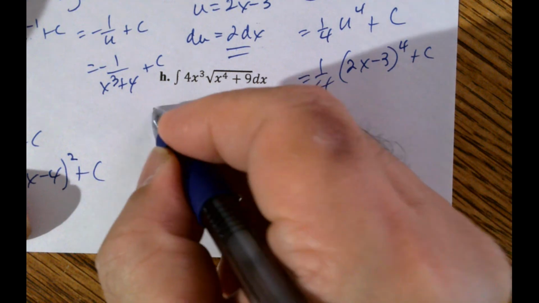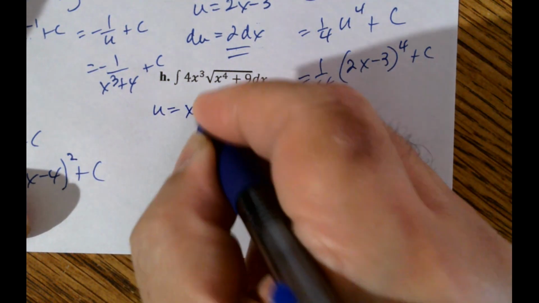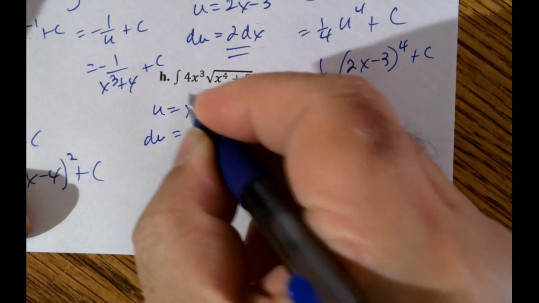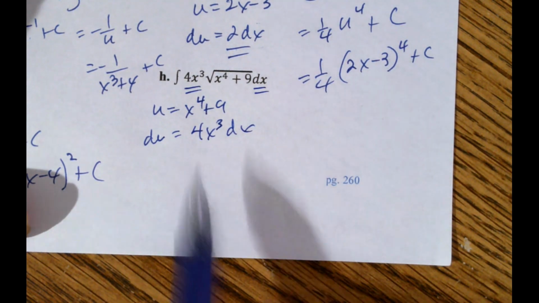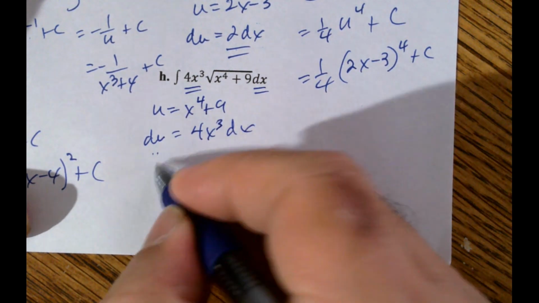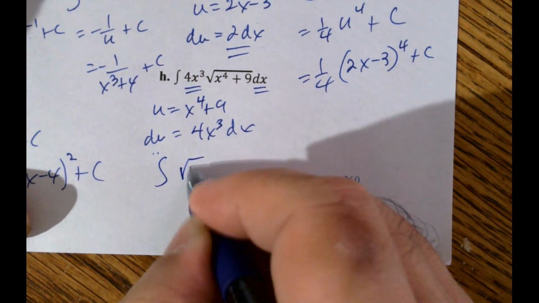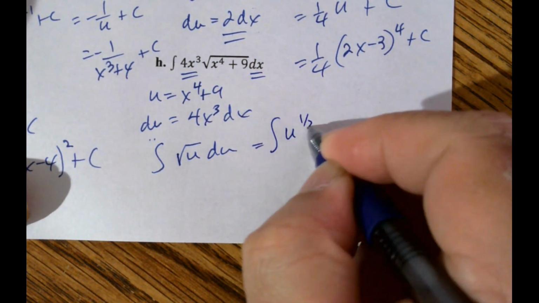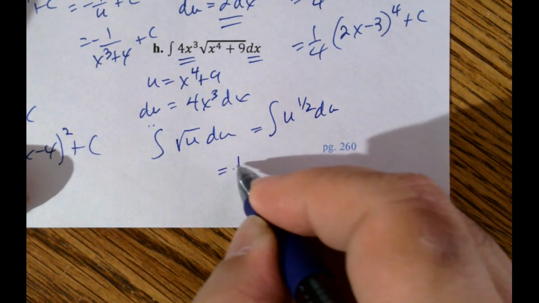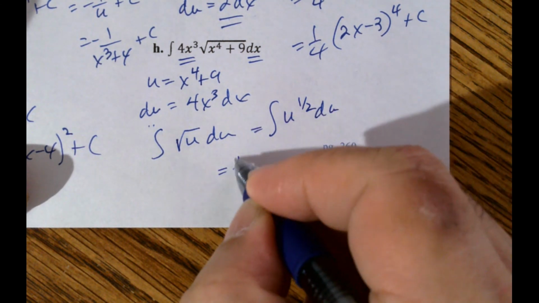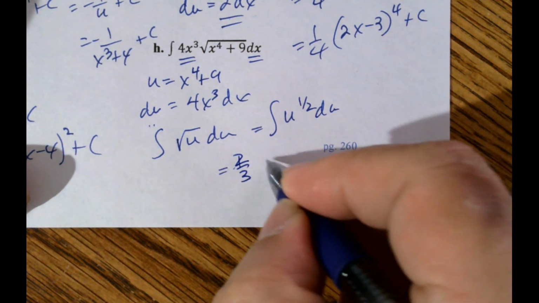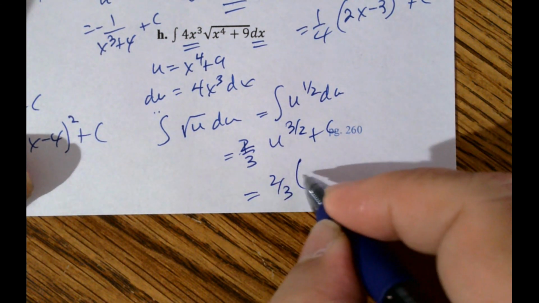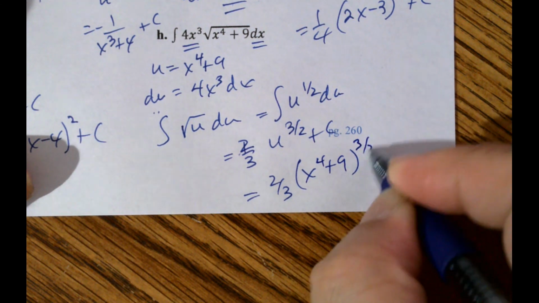Here, let u equal x to the 4th plus 9. du equals 4x cubed dx. And there's the 4x cubed dx. So that means those two can be replaced with du, and I'm going to substitute it. So it's square root of u du. All right, and that can be written as u to the 1/2 du. So remember, add 1, so that's 3/2. So that's the same as multiplying by 2/3, u to the 3/2 plus c. Don't forget to change it back. U is x to the 4th plus 9, to the 3/2 plus c.